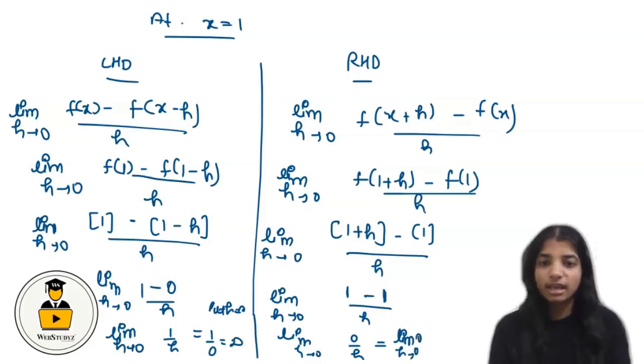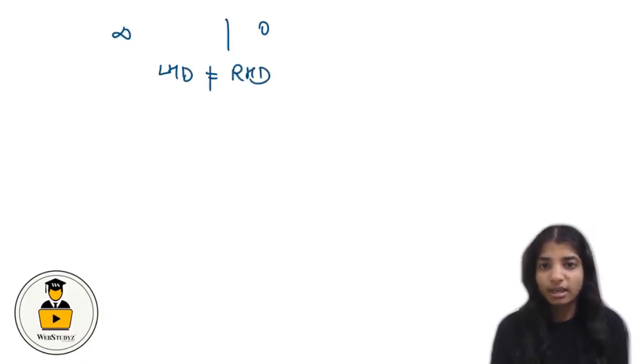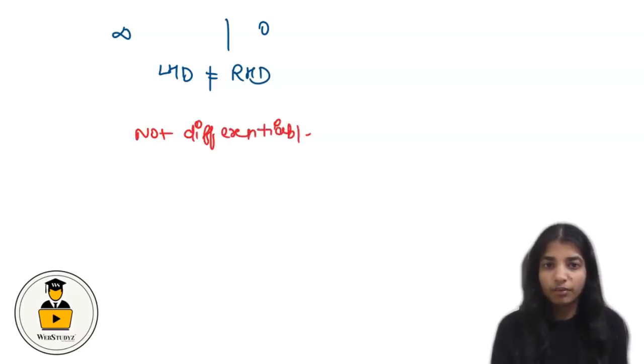So we can say that the left hand derivative of the function is infinity and the right hand derivative is 0. So the left hand derivative is not equal to the right hand derivative. So we can say that this function is not differentiable for x = 1.